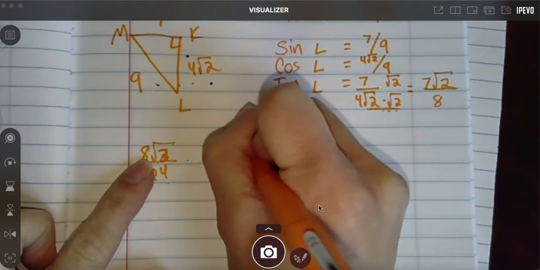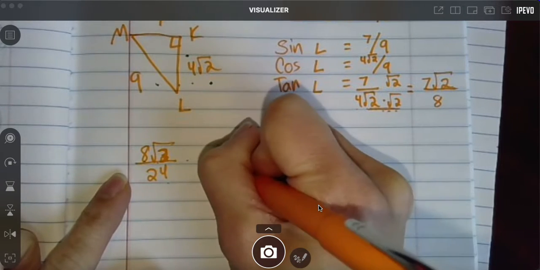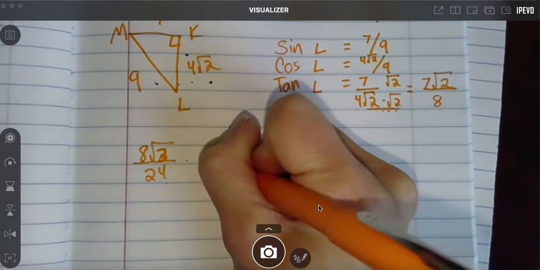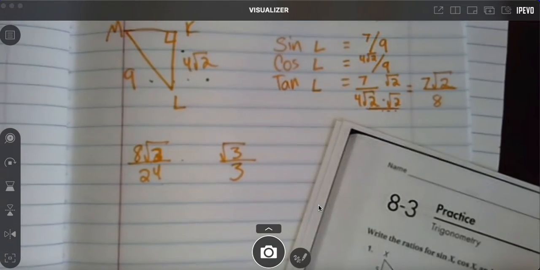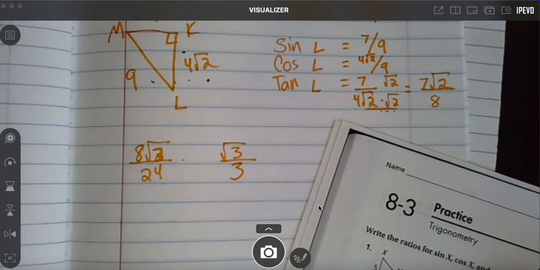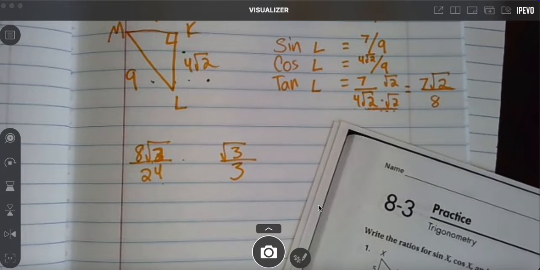So I would get 1 square root of 3, and what's 24 divided by 8? 3. So 3 times square root of 3. I'm guessing this is number 2. Which one was this? Where did you get that?